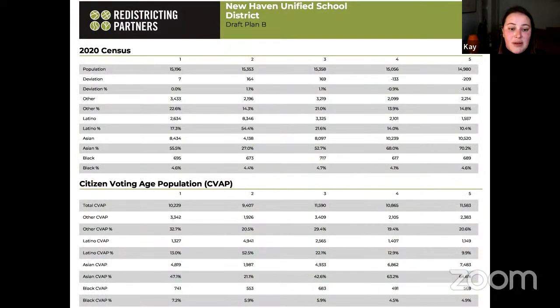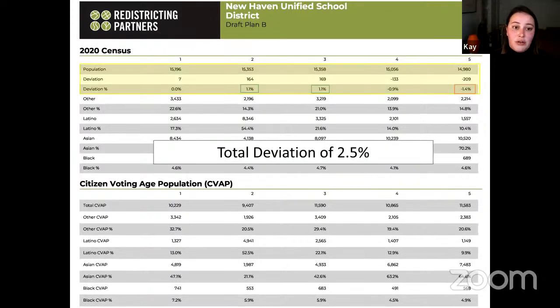And we have our data table for draft Plan B with a total deviation of 2.5%, which is really a very low deviation, even lower than our draft Plan A. So draft Plan B is pretty much our draft Plan A with a little bit more equal population.